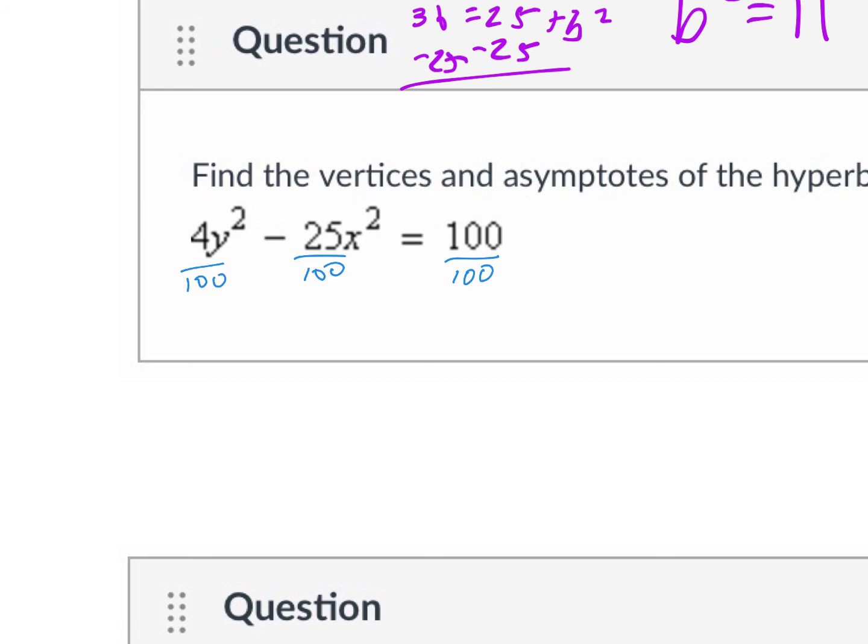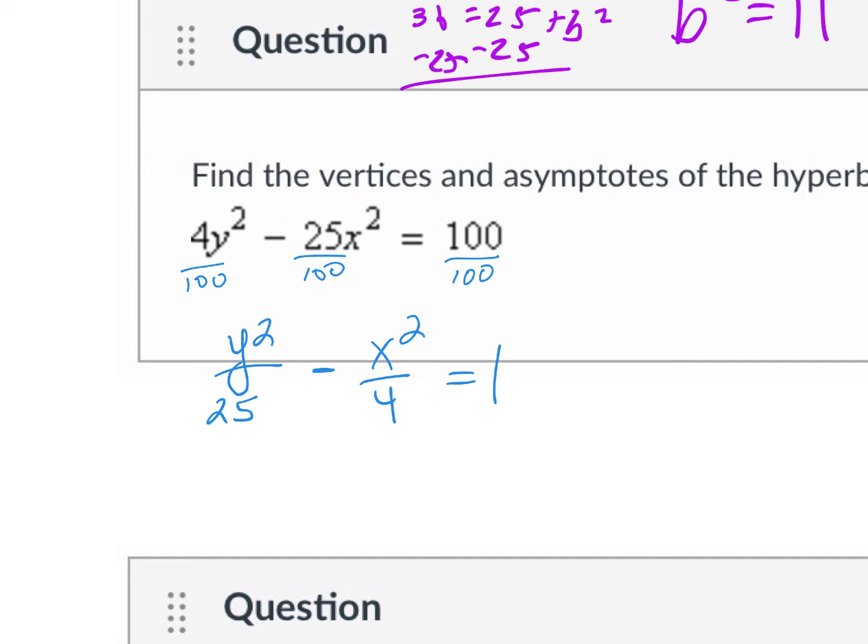So I have y squared over 25 minus x squared over 4 equals 1. All right, now you guys have a ton of information from this. Is this a vertical or a horizontal hyperbola? Why? You're right. Because the y squared, the bigger.